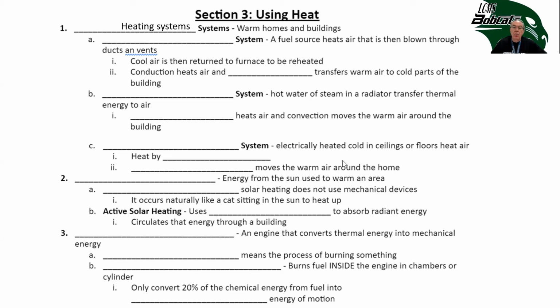So heating systems are used to warm homes and buildings. The first kind of system is called forced air. Its name describes exactly what it does. Air is forced. It's forced to move. A fuel source heats the air, and then the air is blown through ducts or vents. That's the forcing part. There's a fan that pushes the air out. Cool air is then returned to the furnace to be reheated. Conduction heats the air when it's in the furnace, and then convection transfers the warm air to parts of the building.